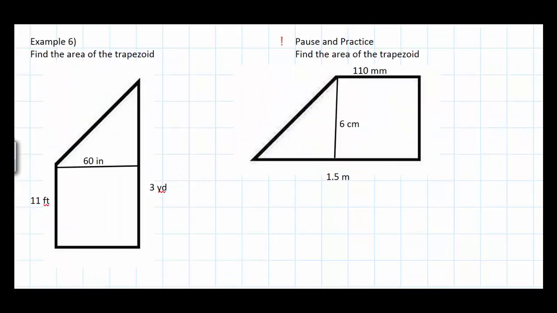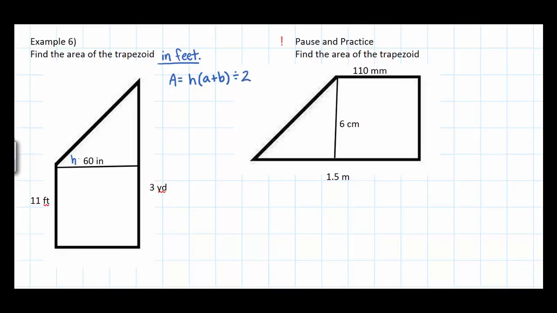Example 6 says, find the area of the trapezoid. We're going to find this area in feet. Notice all of our dimensions are different. We have feet, inches, and yards. So we want to find this in feet. So we are going to have to convert all of our units to feet first. So first, let's identify our formula. A equals H times A plus B divided by 2.